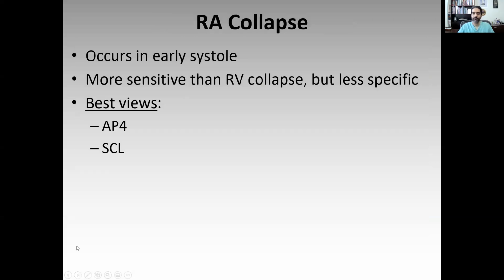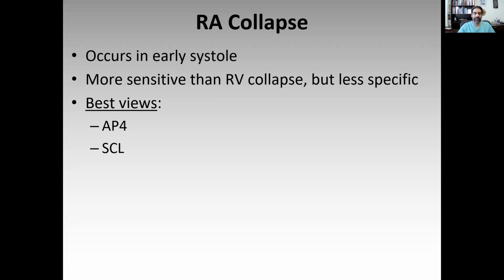So that's RV collapse. What about RA collapse? So like we said, normally the right atrium fills during systole. So at a time when it's supposed to be filling, it's actually collapsing. So what you see is systolic collapse of the right atrium. This is something that occurs earlier on in the evolution of tamponade, and it is a more sensitive indicator of tamponade, but because other things can cause RA collapse, it is less specific.